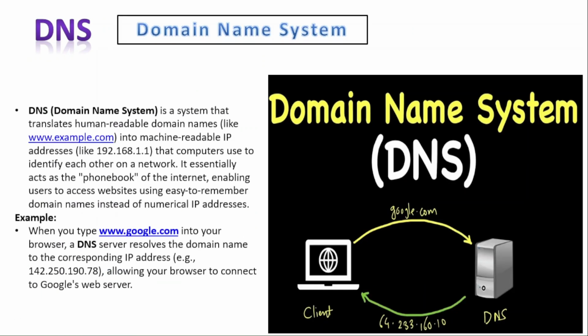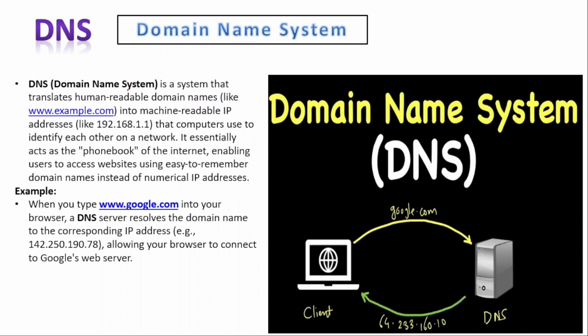DNS, that is domain name system. So DNS, or domain name system, is a system that translates human readable domain names like www.example.com into machine readable IP addresses, that is like 192.168.1.1, that computers use to identify each other on a network. It essentially acts as the phone book of the internet, enabling users to access websites using easy to remember domain names instead of numerical IP addresses.